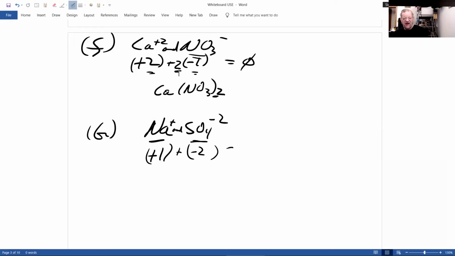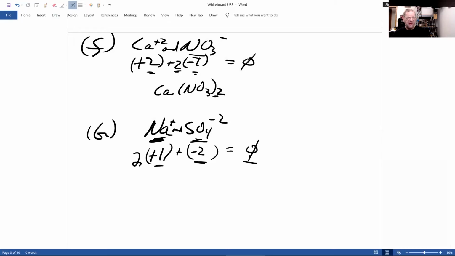This has to add up to 0. It doesn't. What do I do? Well, if this is a -2, I need this to be a +2. I can't change the charge, but I can change how many. Now, if I have 2 of these, sodium, 1 sulfate, it will add up to 0.